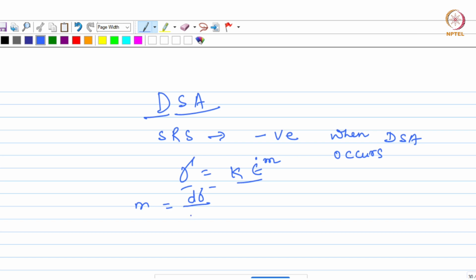And since this is a power law equation, we will have d ln epsilon dot in the denominator, right? So this is your strain rate sensitivity, or SRS in short, okay? So this will be negative when DSA occurs, and under normal conditions, when there is no DSA, then this is going to be positive, as we know, looking at this particular equation.